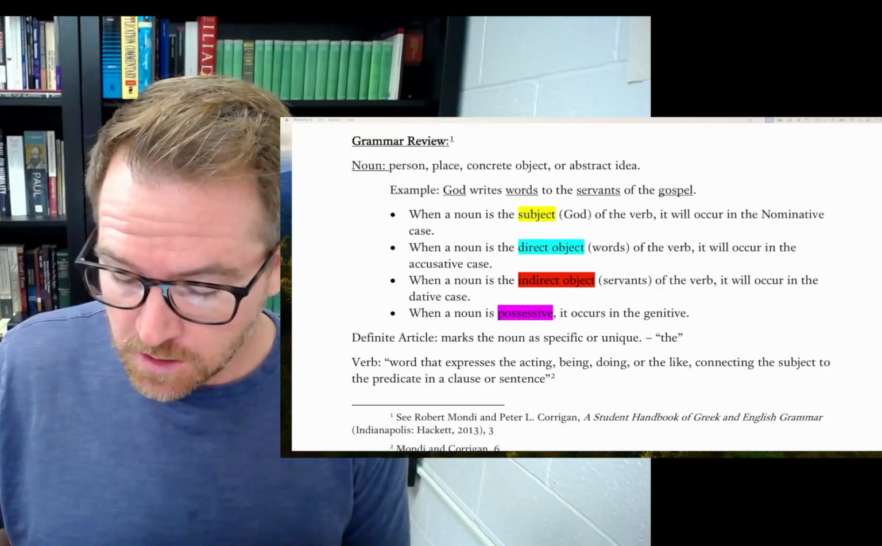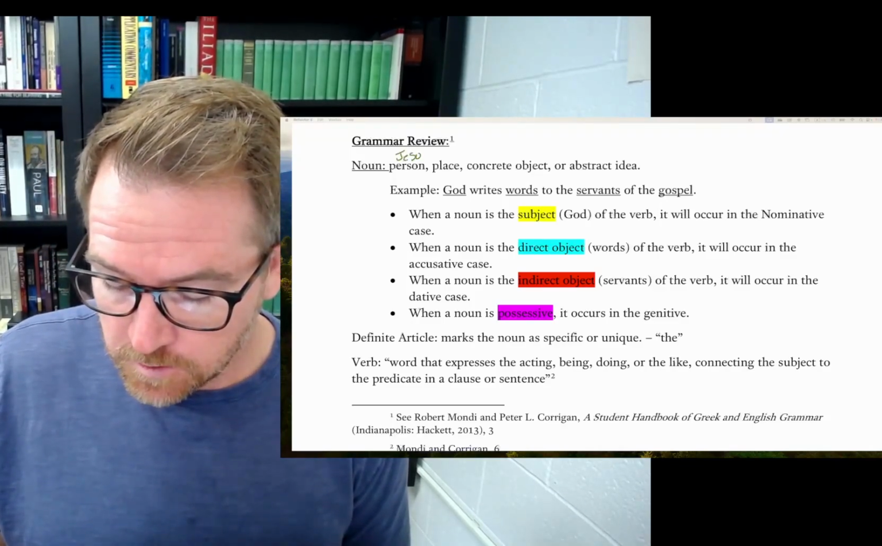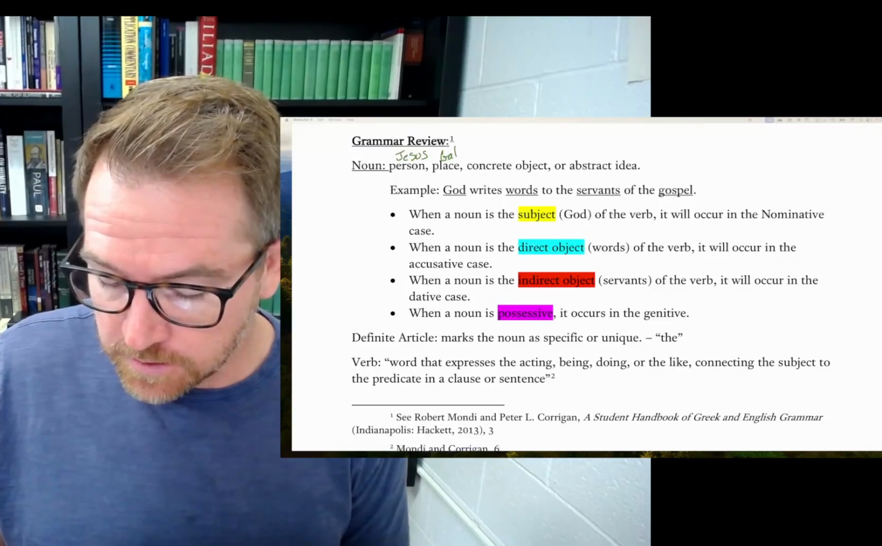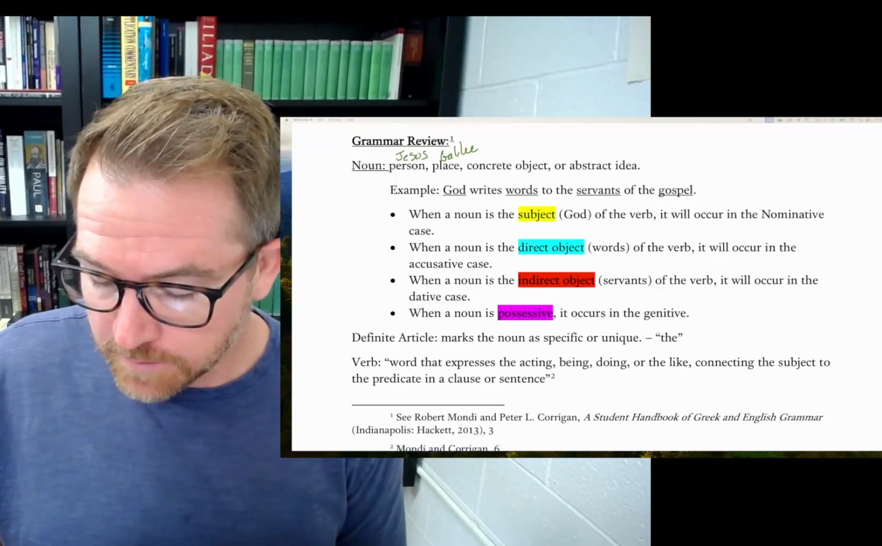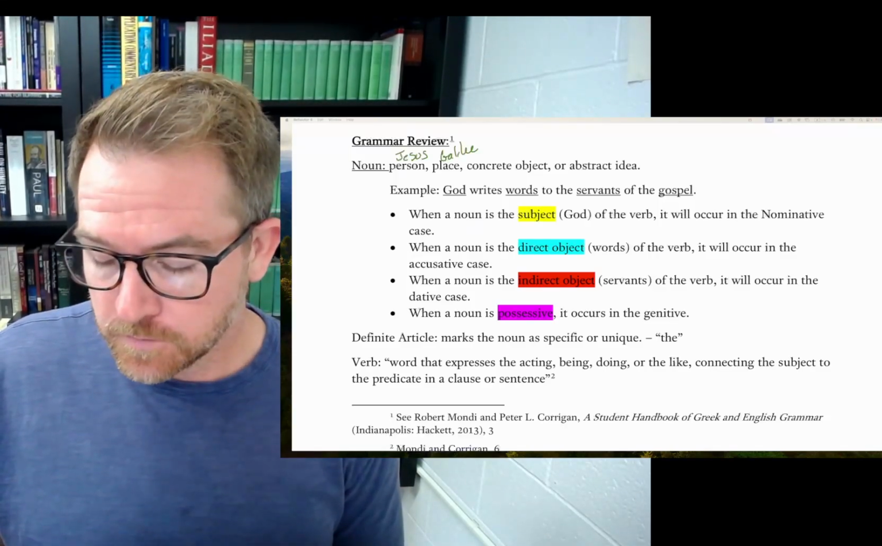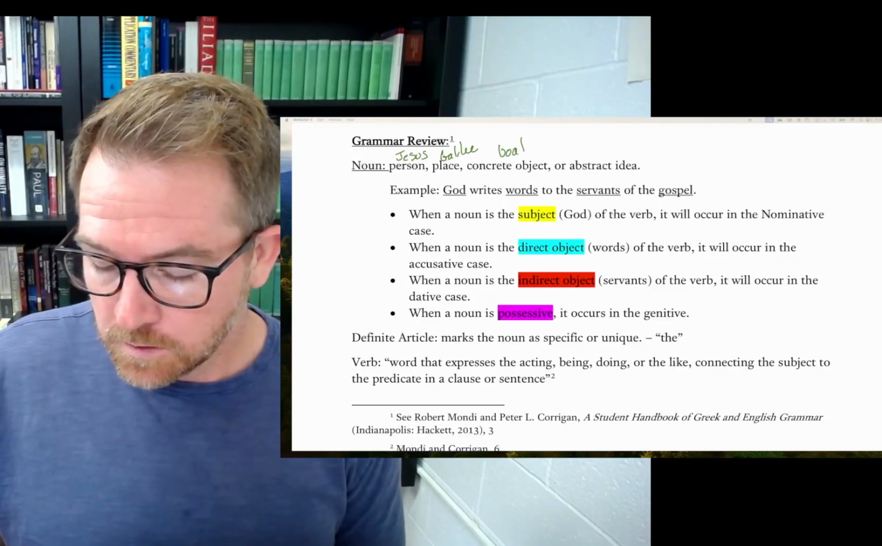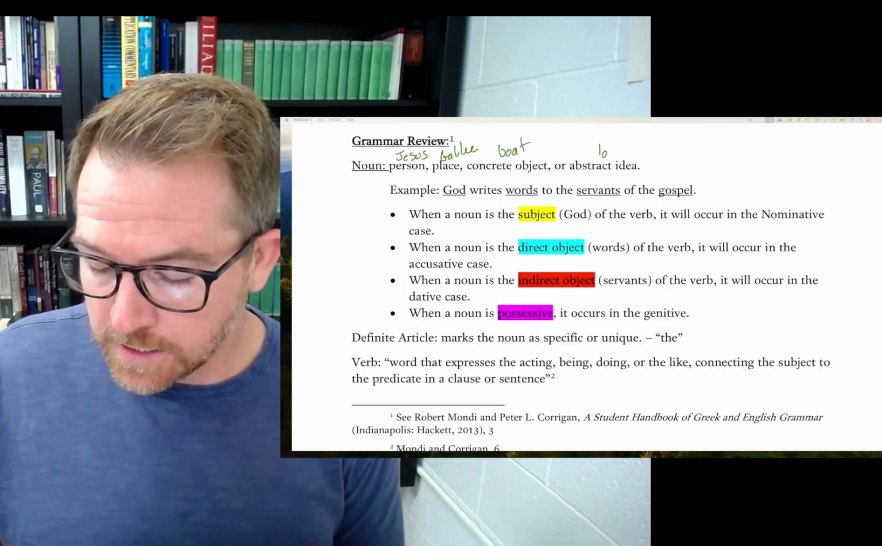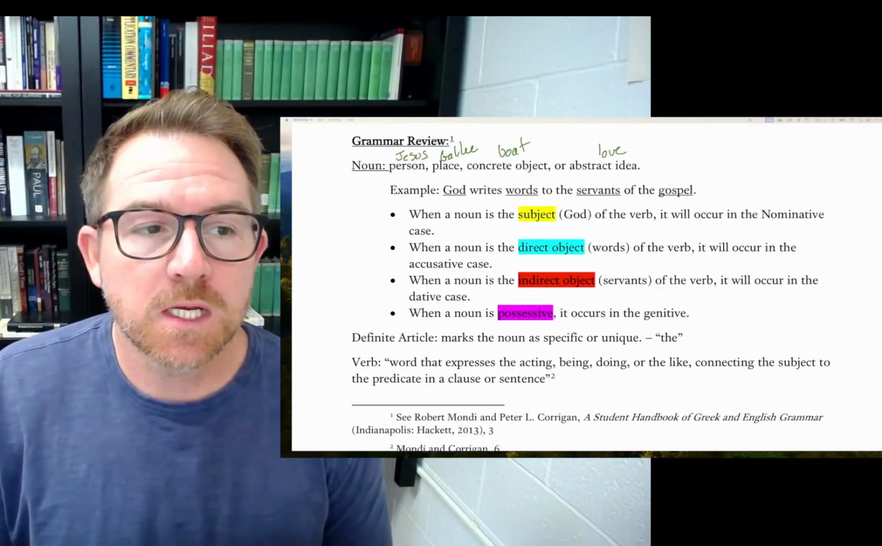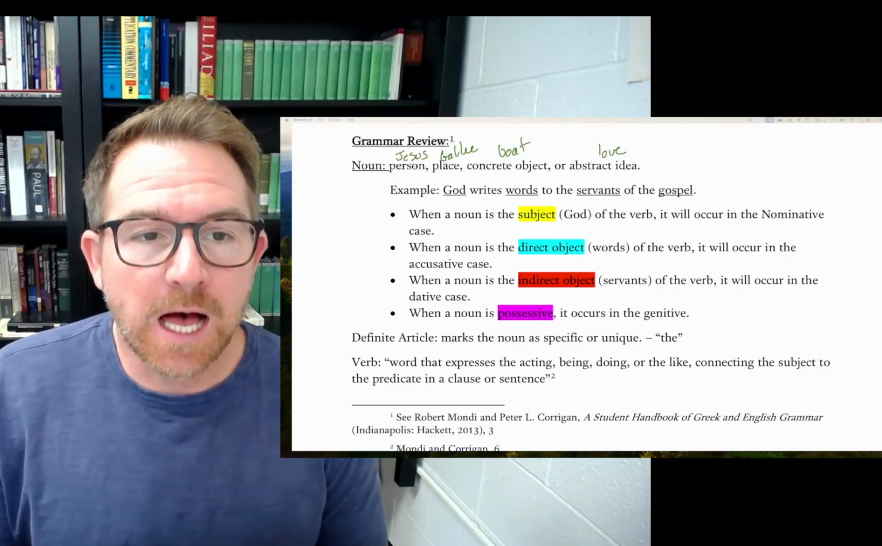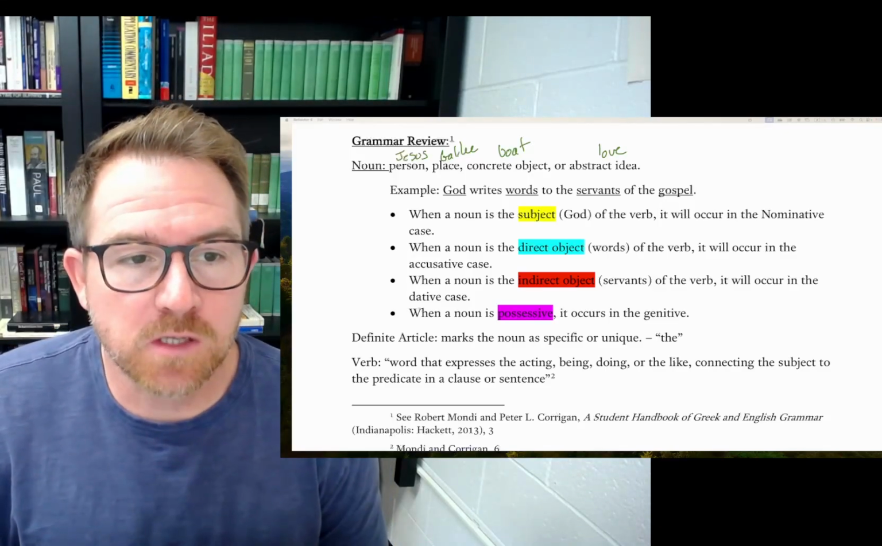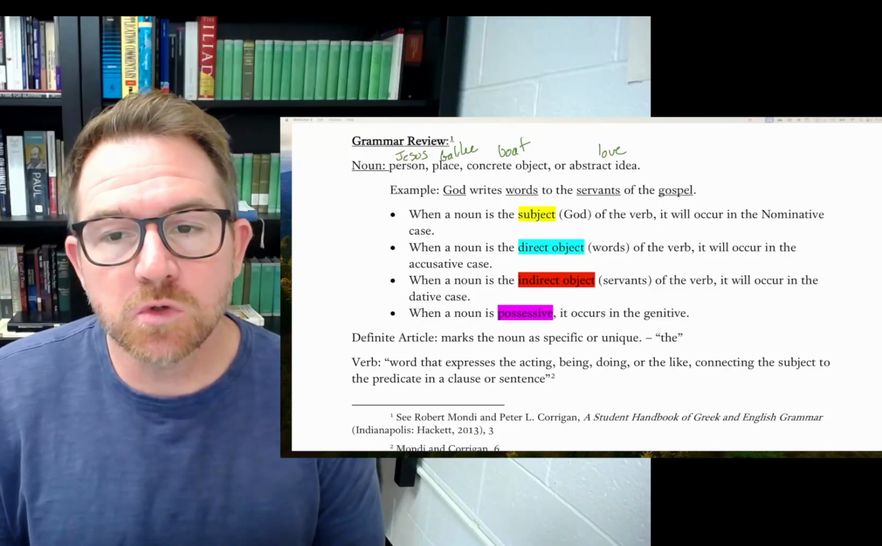So a person could be Jesus. It could be a place, Galilee. It could be a concrete object like a boat. It could be an abstract idea like love. These are all nouns. God is a person, so God is our subject, writes words to the servants of the gospel.